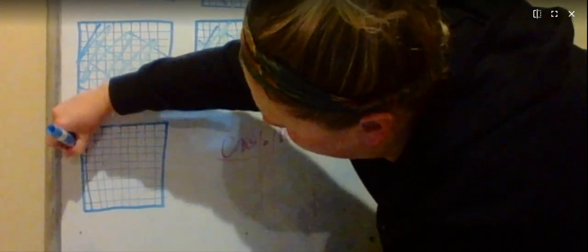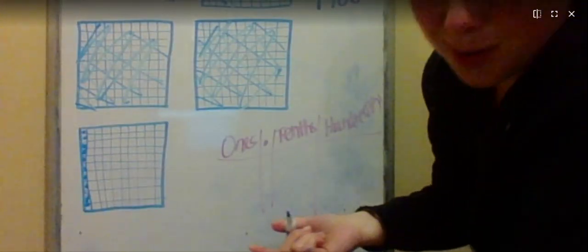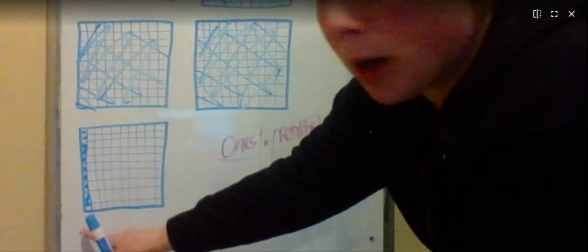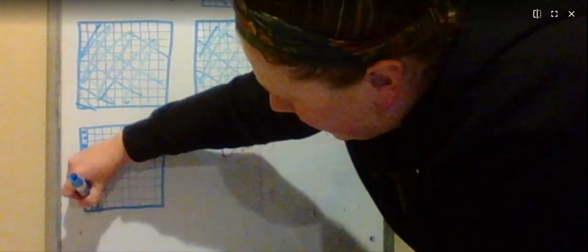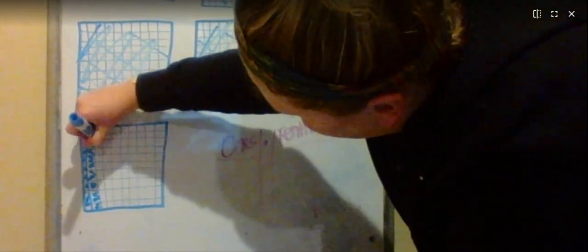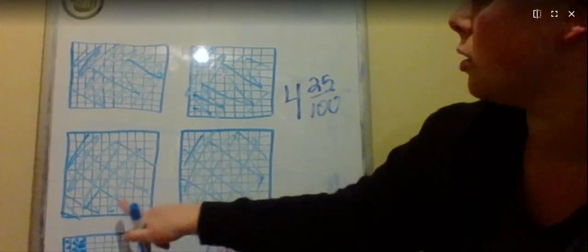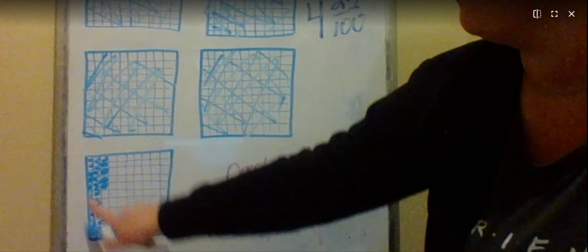So I could sit and do 1, 2, 3, 4, 5, 6, 7, 8, 9, 10. But we know to do it quicker, you could think, okay, this is a row of 10. So that's 10. Here's another 10, or 20, right? 10, 20, and then 5 more. 1, 2, 3, 4, 5. So our model looks like we shaded in 1 hole, 2 holes, 3 holes, 4 holes. So that's where we get our 4 from. And then we shaded 25 out of the 100 pieces right here.